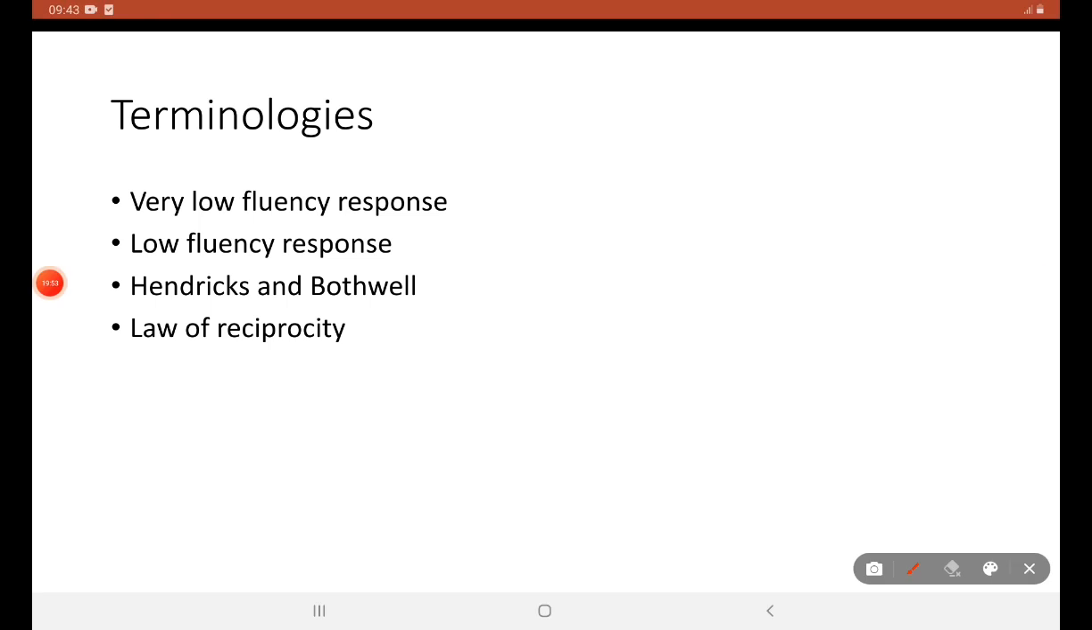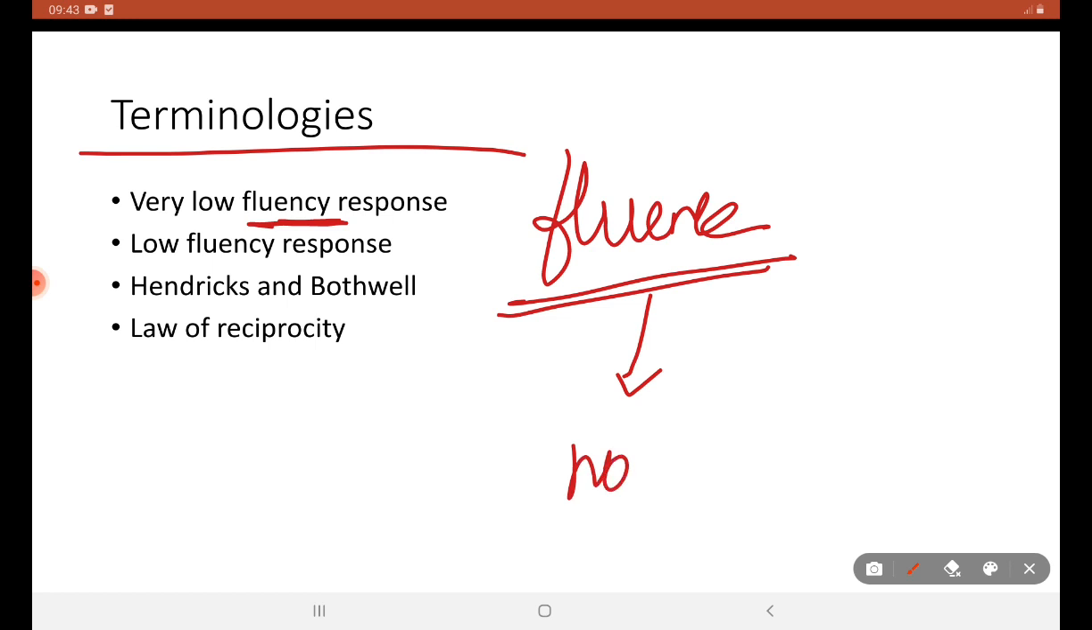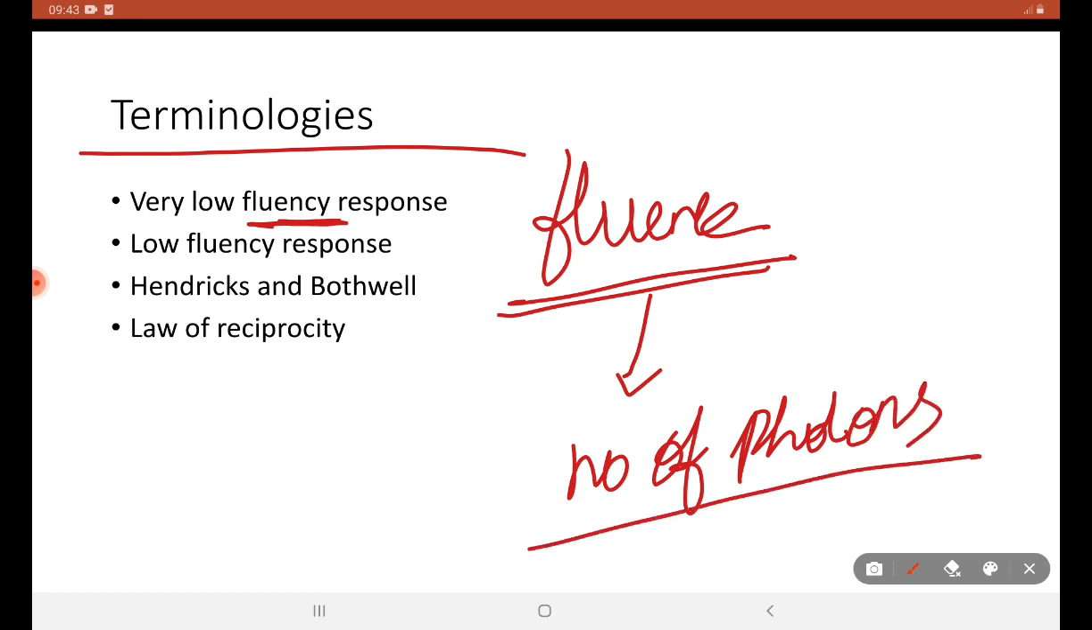Next we are going to see a few related terminologies of phytochrome response. One is fluence. What is fluence? Fluence is nothing but the number of photons impinging. It is called fluence.